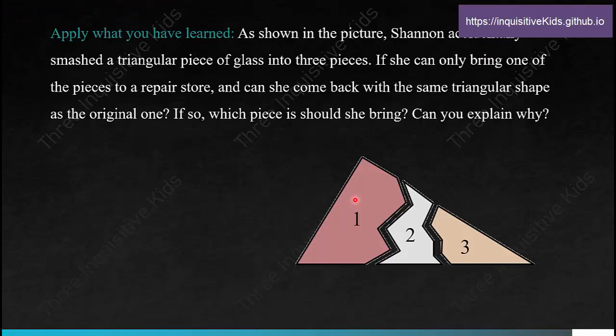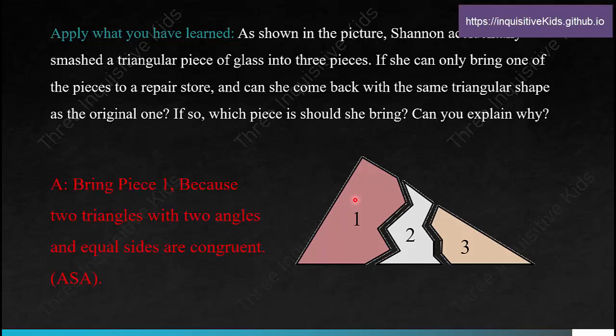Now let's apply what you have learned. As shown in the picture, Shannon accidentally smashed a triangular piece of glass into 3 pieces. If she can only bring one of the pieces to a repair store, can she come back with the same triangular shape as the original one? If so, which piece should she bring? Can you explain why? So using what we learned, here's the answer. Bring piece 1 because two triangles with two angles and equal sides are congruent.